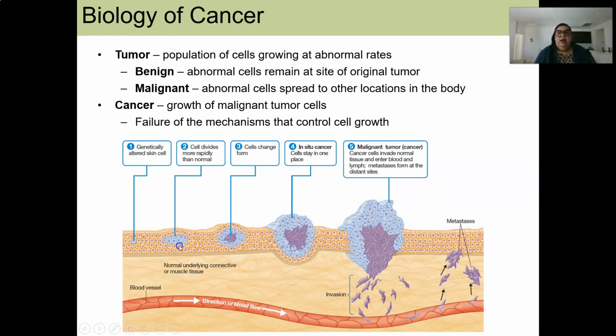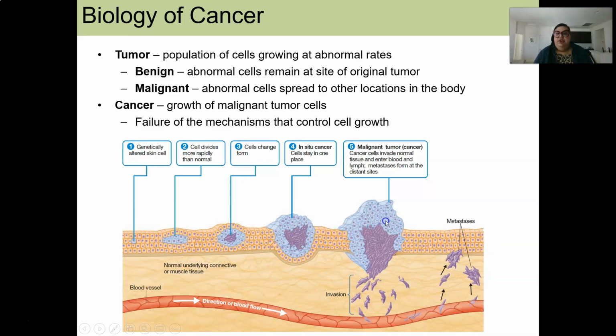And now it starts growing abnormally and starts to form a tumor, or a population of abnormal cells. And those cells start to change form and start to grow that tumor. And that tumor stays in place. So now it's benign, or remains in the same place. So this is a benign tumor. It's in the same place where those cells grew.